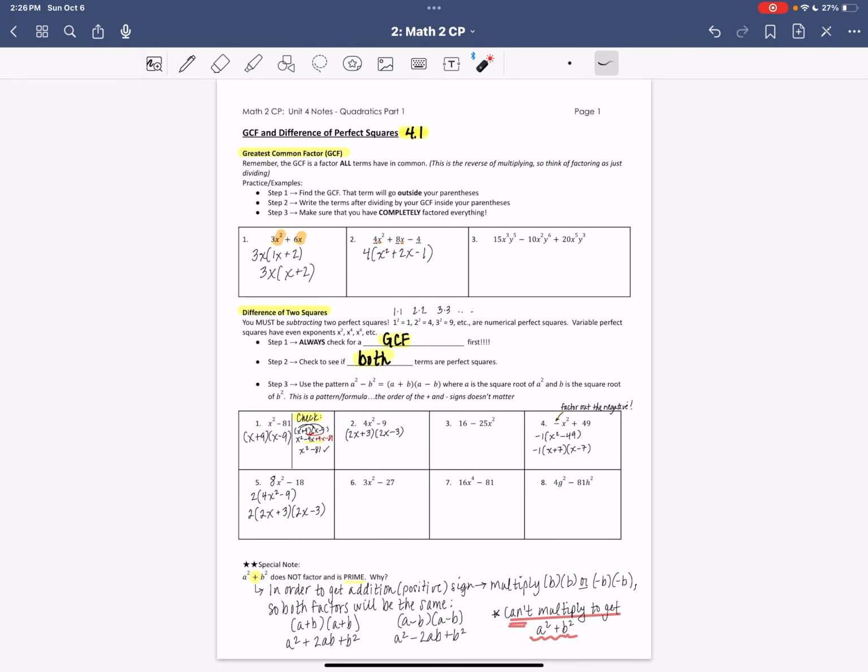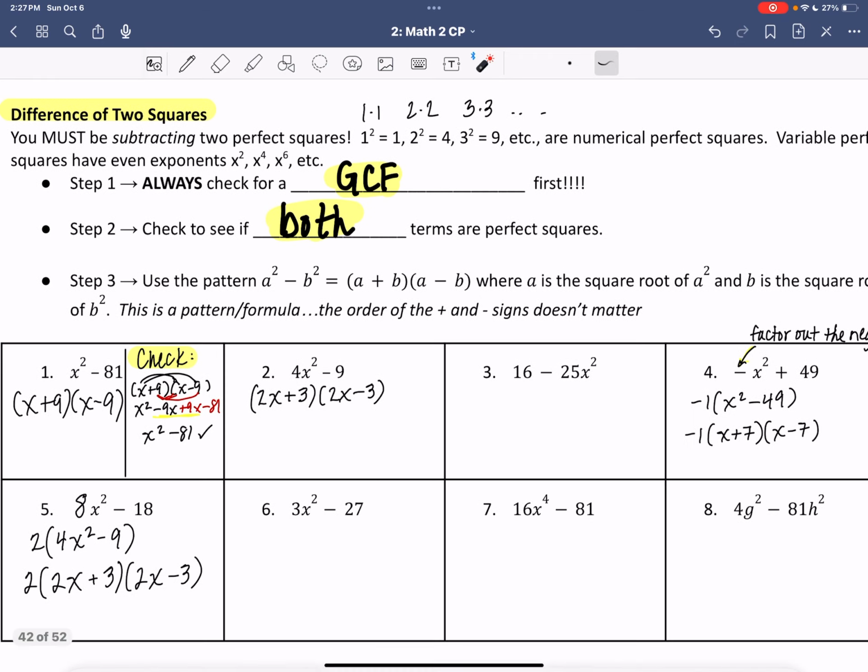So remember, you need to get greatest common factor factored out. And then once you divide each of the terms, anything left over stays inside the parentheses. And then for difference of squares, you need to have 2 perfect squares. Factor the greatest common factor first, and then go ahead and check perfect squares. But remember, one needs to be a positive, one needs to be a negative. So if you have that, you can factor.